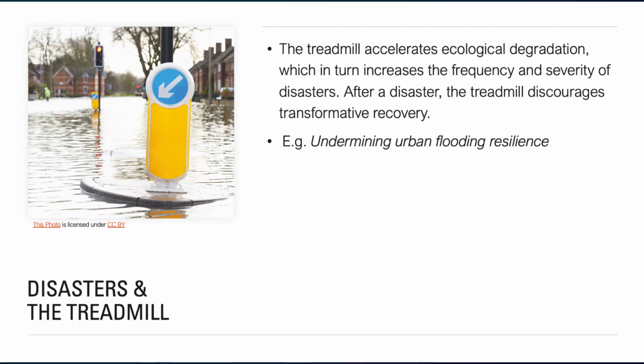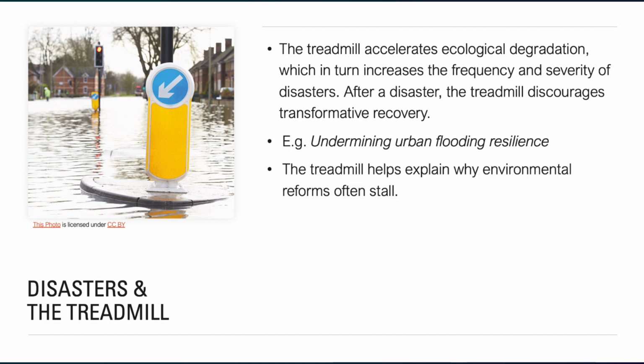Take urban flooding as an example. Cities expand rapidly to accommodate growth, often paving over wetlands and building in floodplains. These areas are ecologically sensitive and they naturally function to absorb excess water. But in the treadmill logic, they're seen as underutilized land. When heavy rains come, drainage systems fail and floods cause widespread damage. Yet, instead of slowing development, cities often double down, rebuilding in the same vulnerable areas to maintain economic momentum.